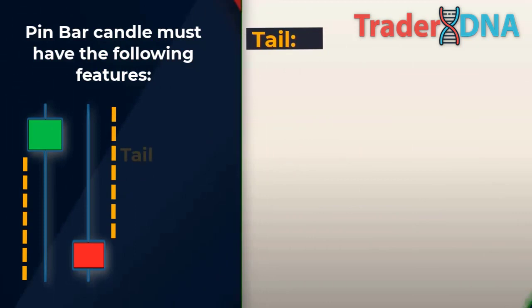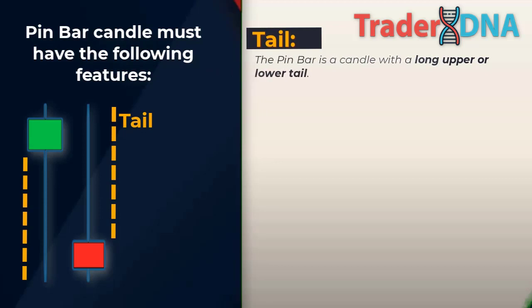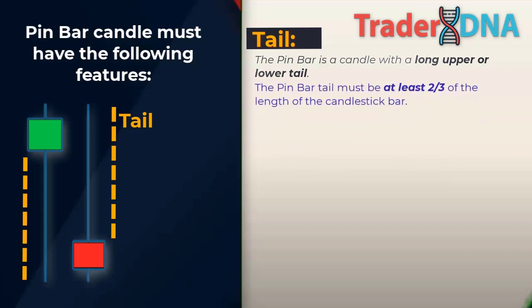Tail, also known as wick or shadow. The pin bar is a candle with a long upper or lower tail. That is the highlight of a pin bar that shows a strong rejection of prices. The pin bar tail must be at least 2/3 of the length of the candlestick bar. Longer tails on a pin bar indicate a more significant reversal and rejection of price. Thus, long-tailed pin bars tend to be a little higher probability than their shorter-tailed counterparts.